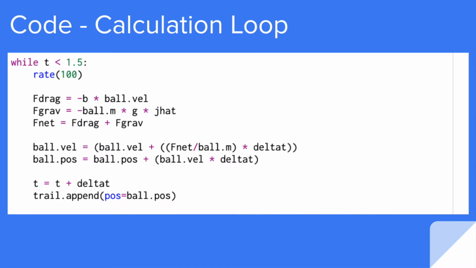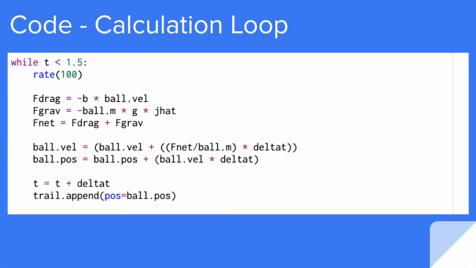For the calculation loop, I used a while loop while t was less than 1.5 seconds. And then I first calculated the force of drag, the force of weight, and then F net was combining the two. For the drag force, I did negative b times ball dot velocity, and for the weight, I did negative ball dot m, which is the mass, times g times j hat.